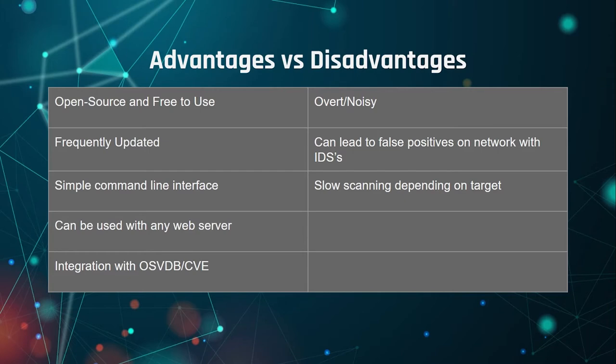Another big disadvantage to Nikto is that it can be very slow, taking upwards of 45 minutes to complete, depending on the size of the network being scanned and the speed of those servers.